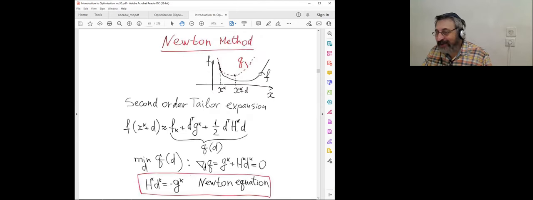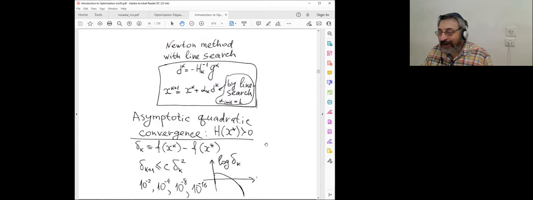And here's the general scheme. So we are staying at the current point and we build a quadratic model, second order Taylor expansion of our function, and go to the minimum of the quadratic model by equating to zero the gradient of the quadratic model, and this gives us the Newton equation. Any question, any comment at this point? Everything is okay. And then we continue with some questions.